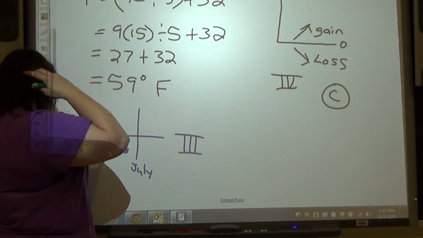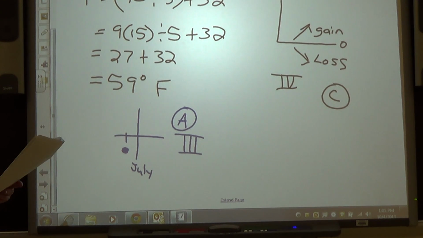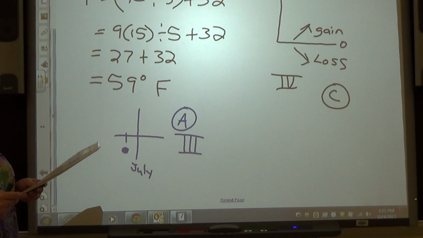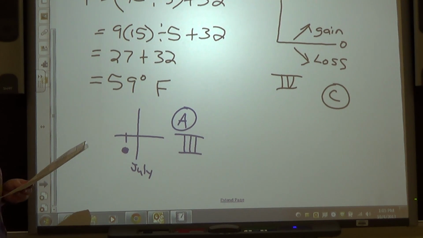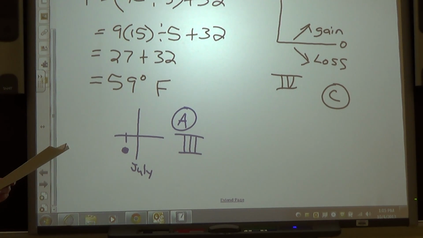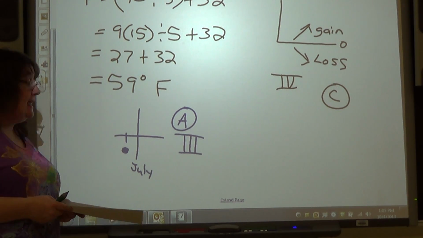Okay? So that is A. All right? Now, the next one. The cost of tuition at Johnson Community College is $180 per credit hour. Each student also has to pay $90 in fees. Write an equation that represents the tuition cost C for X credit hours taken.